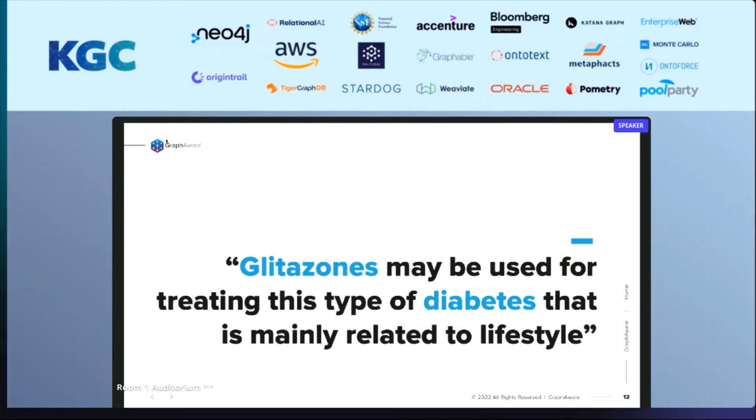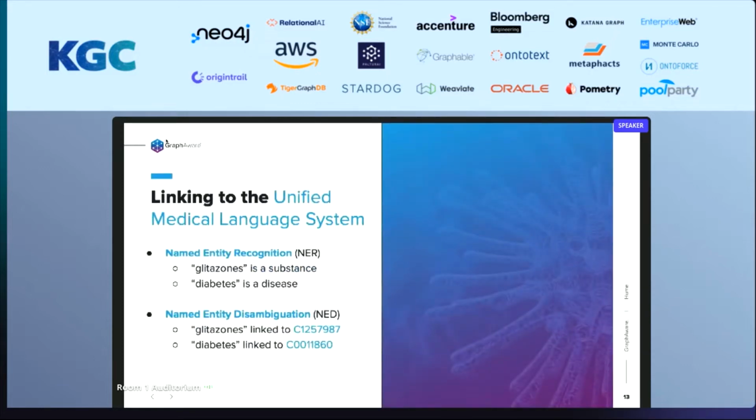Glitazones may be used for treating this type of diabetes that is mainly related to the lifestyle. Here, the main goal is to link these highlighted terms to a reference knowledge. Consider as an example of reference knowledge the Unified Medical Language System, that is one of the most prominent thesauri that is able to collect entities and concepts coming from different data sources in the healthcare domain. The first phase in this case, for the linking step, is to recognize glitazones and diabetes as named entities. So glitazone, the first one, refers to a chemical substance, while the second one refers to a disease.